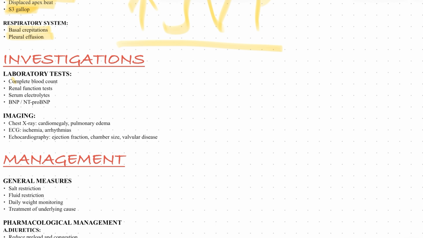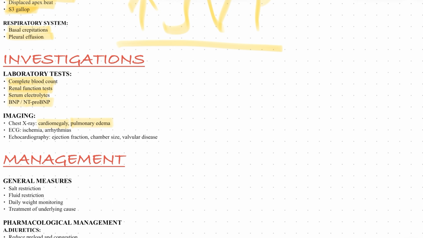Investigations, as usual, first you need to go with CBC, complete blood count, then RFTs for any compensatory mechanism related issue, RAS preferably, then electrolytes, then BNP, NT-proBNP. If you want, I'll make a separate video on investigations related to the heart specifically, like imaging and blood investigations. Let me know in the comment section. Then coming to imaging, chest X-ray just to rule out cardiomegaly, pulmonary edema. DDs you need to rule out, right? Then ECG is one of the important topics.